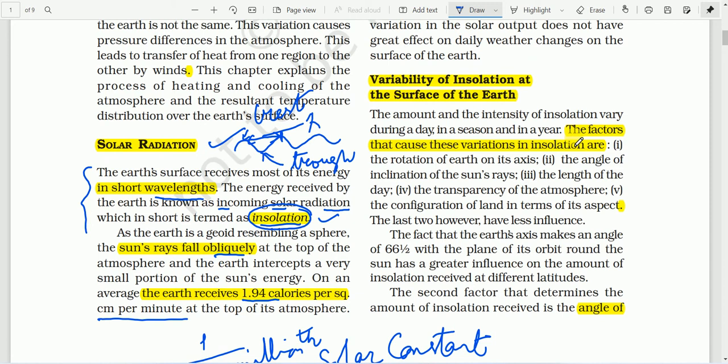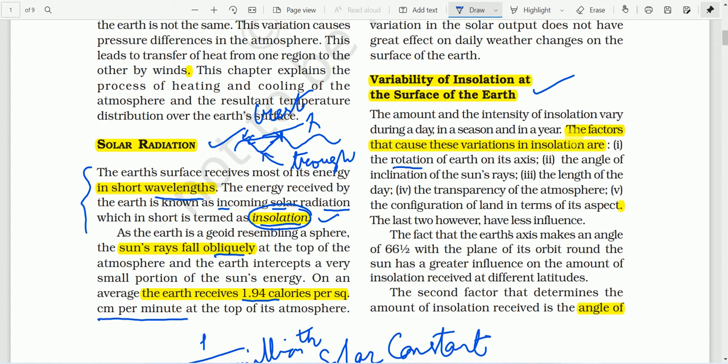You must know that solar radiation refers to the amount of energy received by the Earth from the Sun. It is also known as insolation, which is a contraction of incoming solar radiation. Now let us discuss the variability of insolation at the surface of the Earth. The amount and intensity of insolation vary during the day, in a season, in a year, as we discussed earlier. The factors that cause these variations in insolation are here.